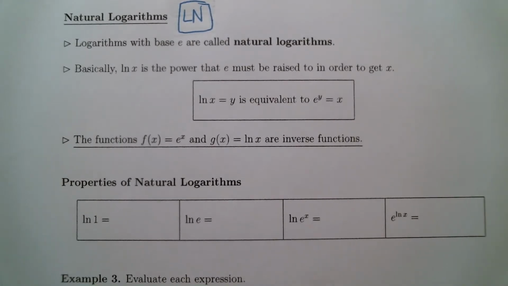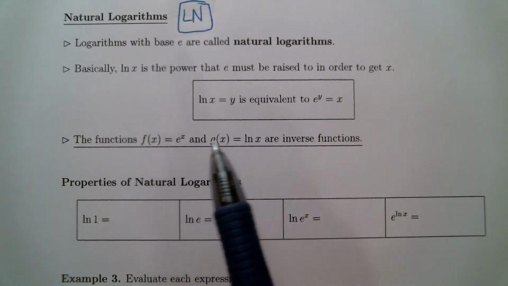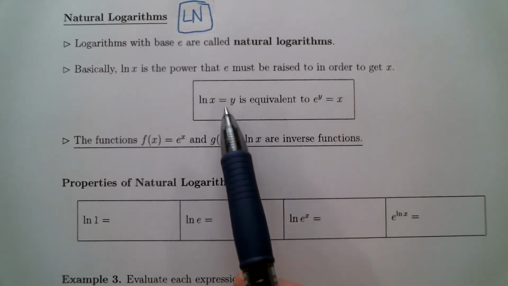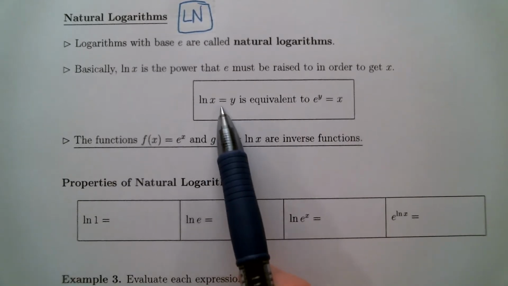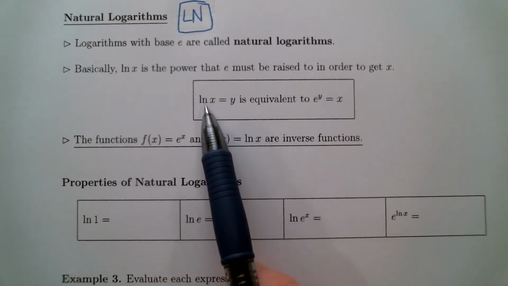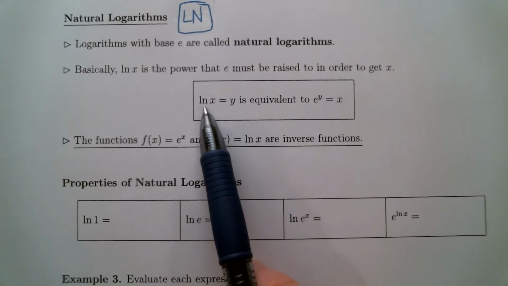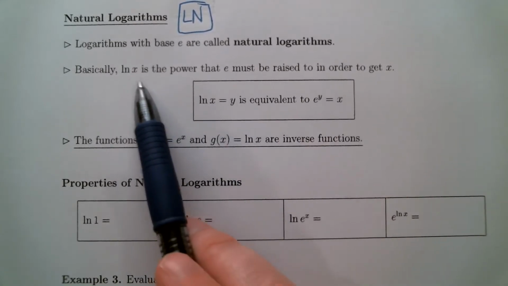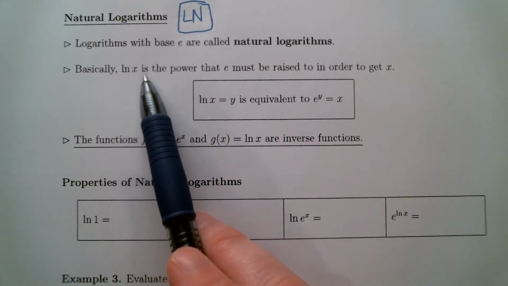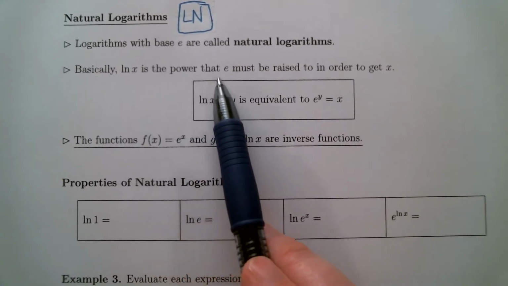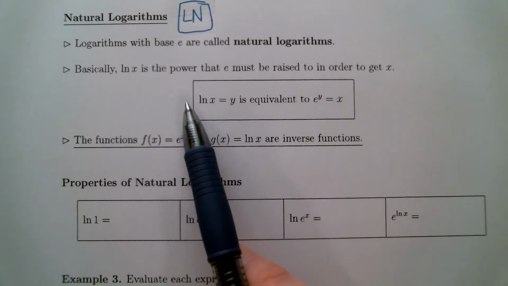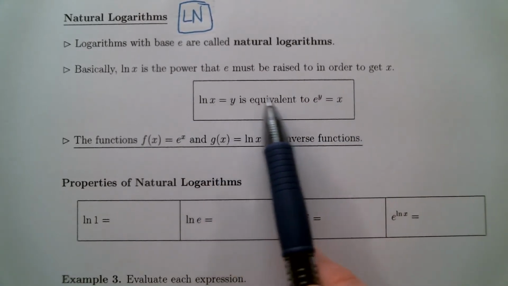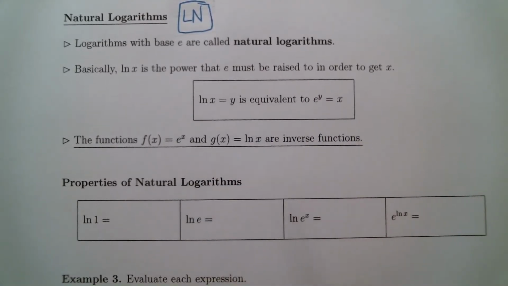Even though e is not the most familiar number to us, and ln might look a little intimidating, you're still going to do it the same way. Using the arrow thing, basically, the natural log of x is the power that e must be raised to in order to get x. It's all summarized in this box. This box is just stating the arrow thing holds for natural log.